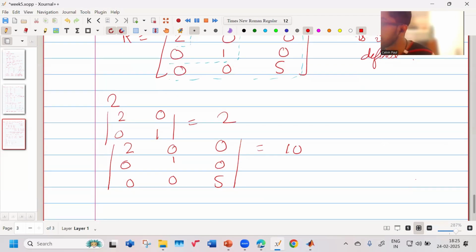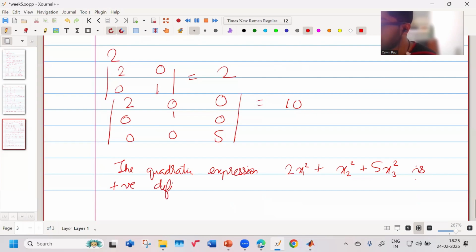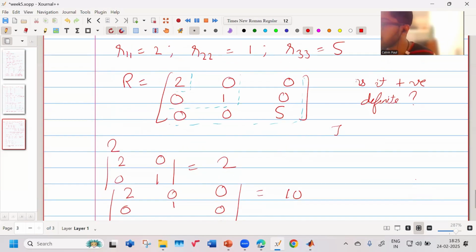So that's why we can say that our expression, the quadratic expression, 2x1 square plus x2 square plus 5x3 square is positive definite. Okay, we can say it is positive definite. So this is the test. So this is a test to check for positive definiteness.